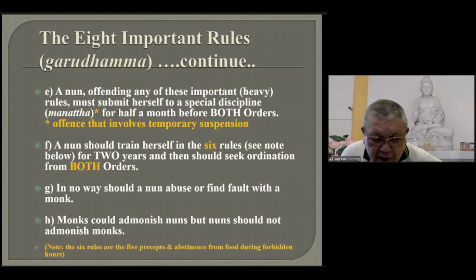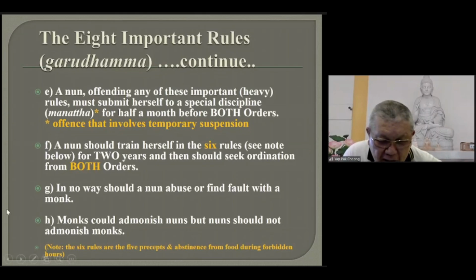Number 6, rule number 6, a nun should train herself in the 6 rules. You see, after becoming a samaneri, before you go for higher ordination, you have to undergo at least 2 years as a trainee. During this period, you observe 6 rules. These 6 rules are the 5 precepts plus abstinence from food during the forbidden hour. That means after noon, you cannot eat anymore. So monks don't have these rules, but nuns have to undergo 2 years of probation. They call it trainee, sikkhamana.